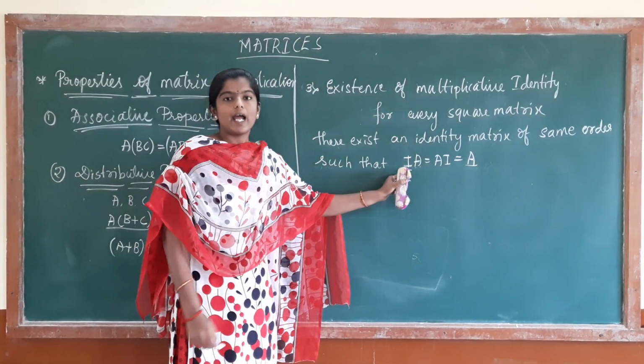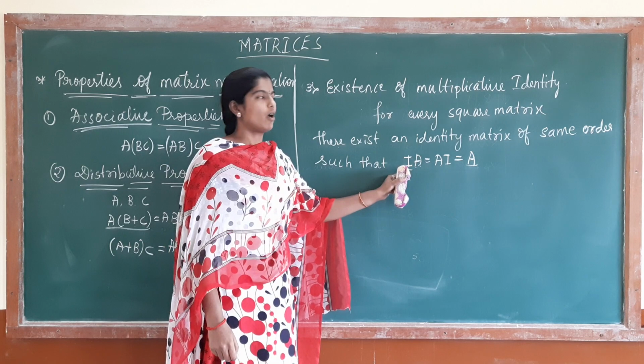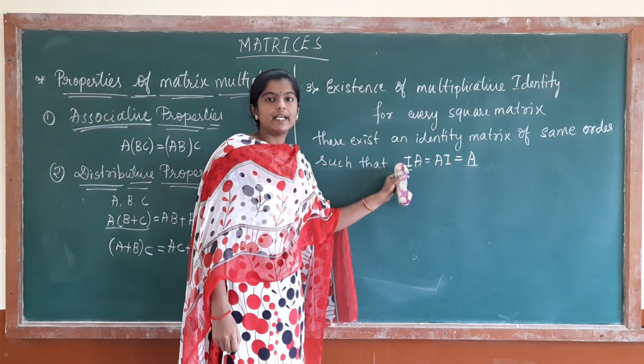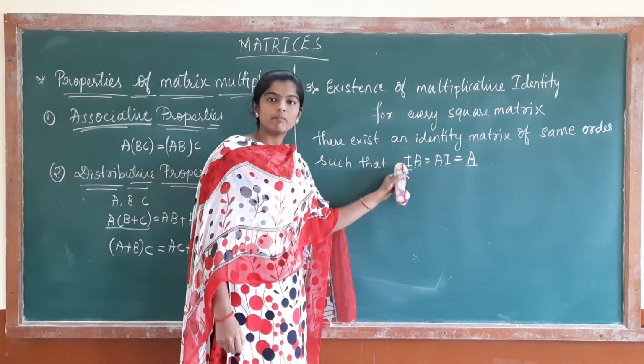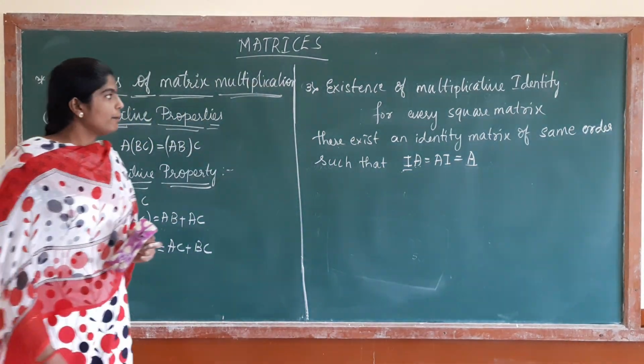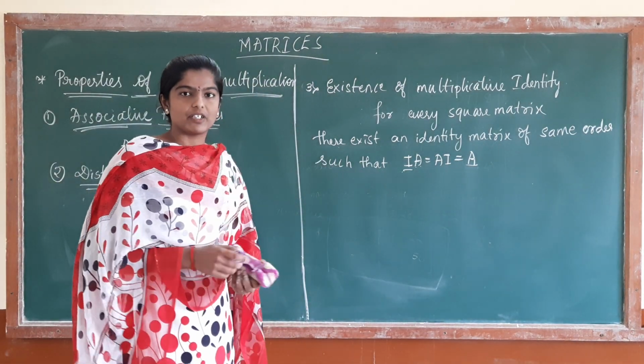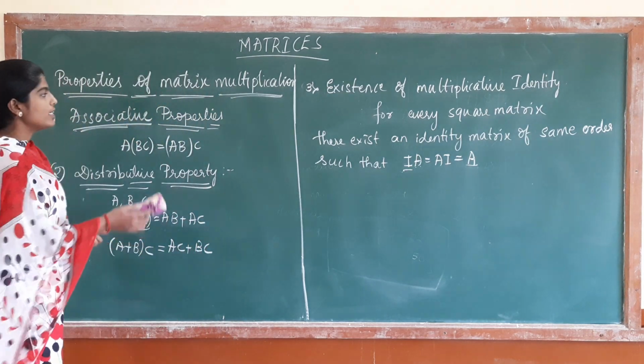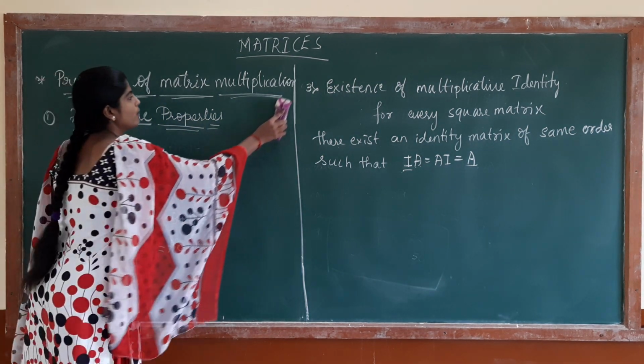I is the identity matrix or multiplicative identity for matrix multiplication. These are the properties of matrix multiplication. So let me discuss some problems.